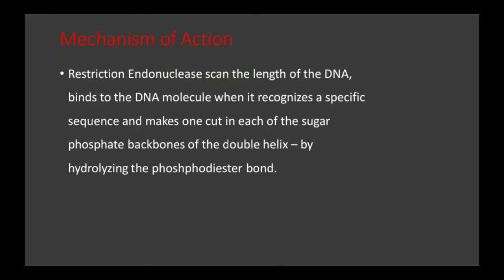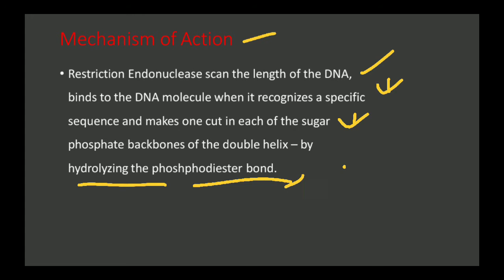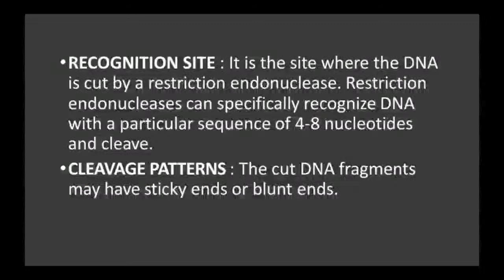What is the mechanism of action? First of all, the restriction endonuclease scans the length of the DNA, then it binds to the molecule where it recognizes a specific sequence, and then it makes one cut in each of the sugar phosphate backbones of the double helix by hydrolyzing the phosphodiester bond. This is how it works. Again, I am repeating, the restriction endonuclease scans the length of the DNA, then it binds to the DNA molecule when it recognizes a specific sequence which needs to be cut, and then it makes one cut in each of the sugar phosphate backbones of the double helix by hydrolyzing the phosphodiester bond.